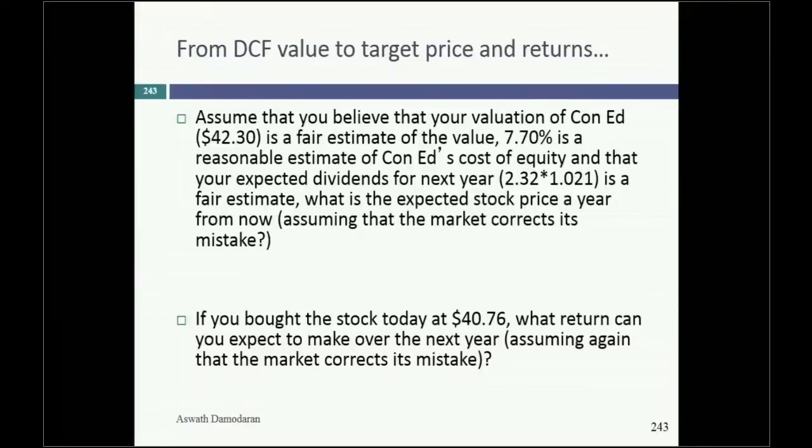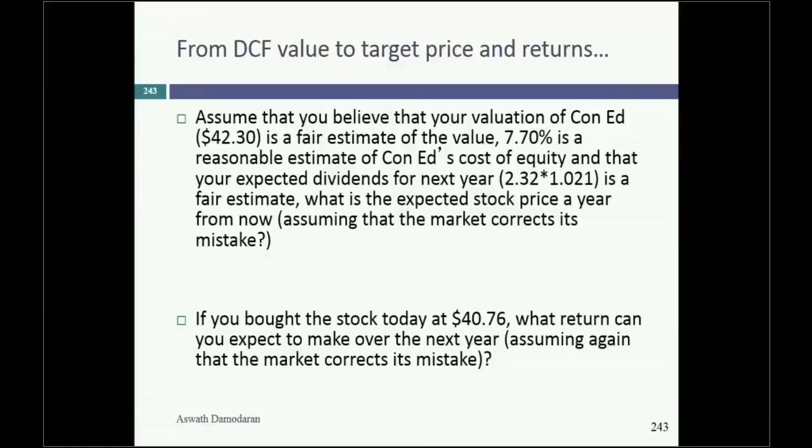What if I want a target price 2 years from now? Just do 1.077 squared and subtract out dividends for the next 2 years. You can go crazy. Give me target prices for the next 10 years. Once you do a DCF valuation, you can convert it to whatever you want. You can make it target prices 5 years out, 3 years out. All you have to do is factor in the cost of equity, which is your expected return on the stock, and subtract out whatever cash flows you collect as dividends over the period. You should be able to convert any DCF value into a target price.